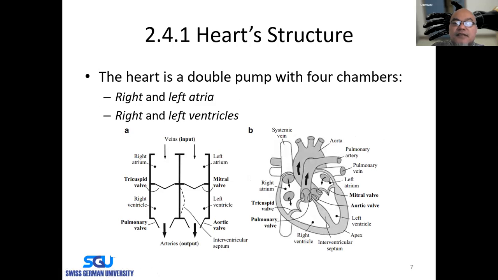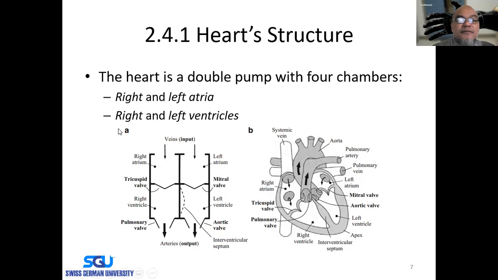So if you consider the structure of the heart, it can be considered as a double pump with four chambers, because it pumps into two different circulation loops. The first one is the pulmonary loop into the lung, and the other one is to the rest of the body, the systemic circulation loop. So it consists of the right and left atria, the upper chambers of the heart, and the right and the left ventricles.